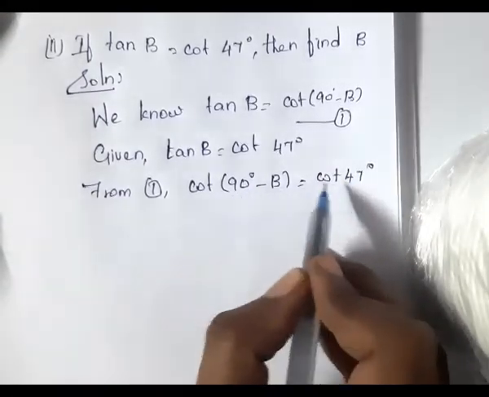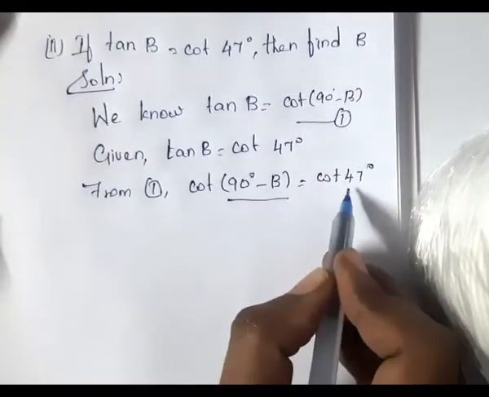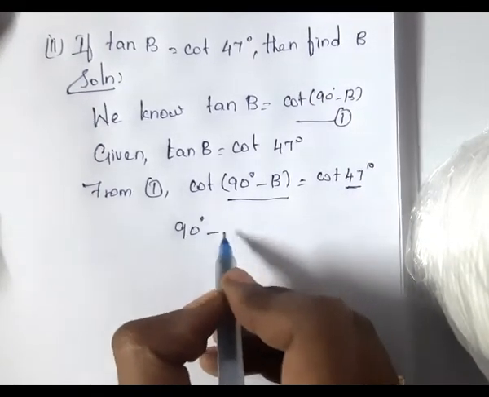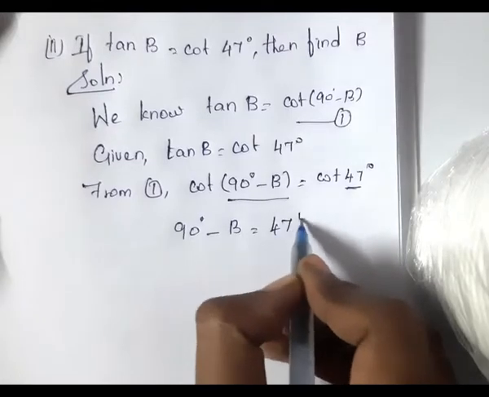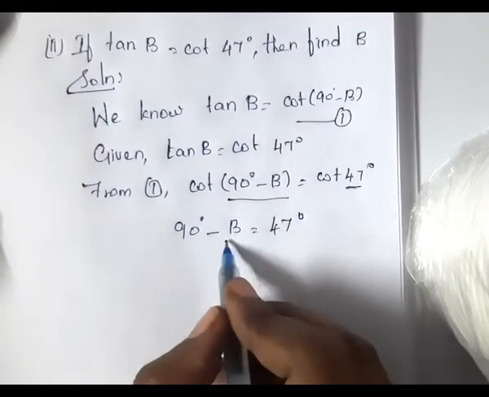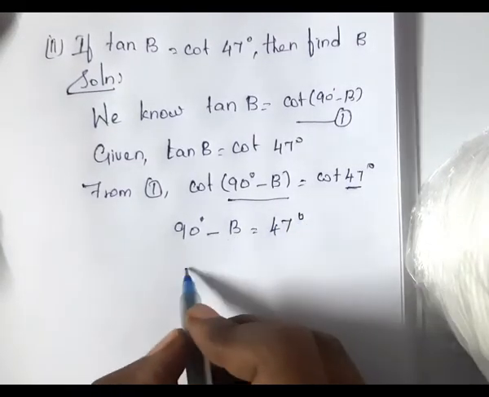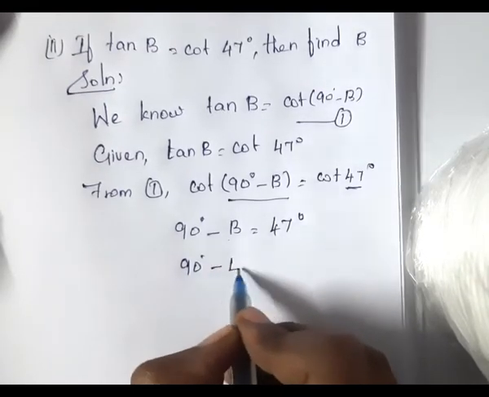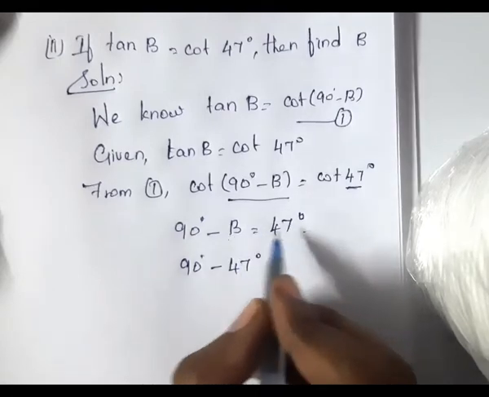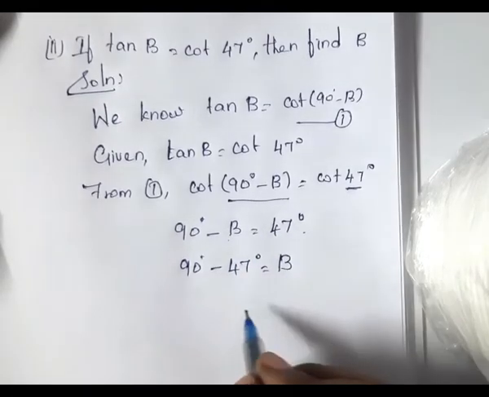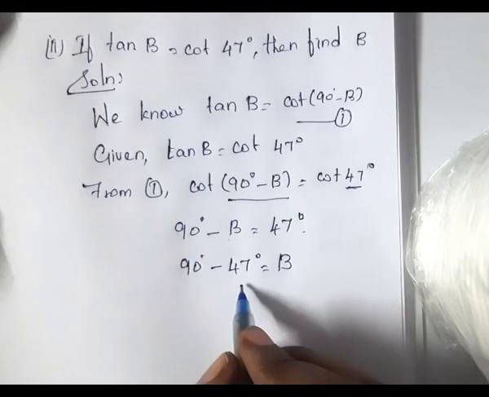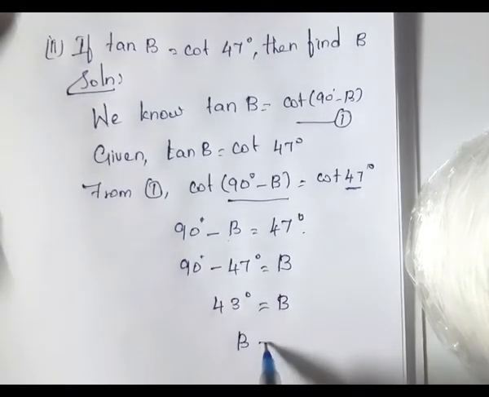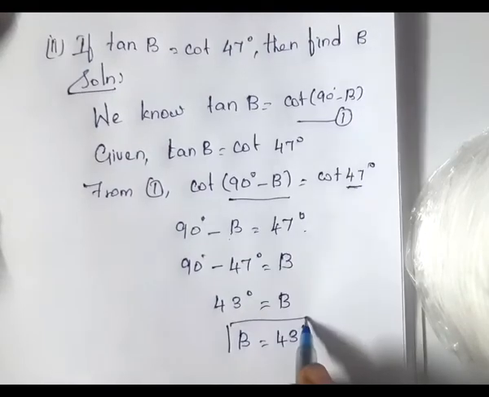So, both terms are equal. So, the theta value is equal. Angles are equal. So, 90 degree minus B equal to 47 degree. So, to find the value of B, bring this here. So, the sign will change as minus 47 degree. Next side, so the sign will change as plus. So, when you subtract it, what will be the answer? 43 degree. So, B equal to 43 degree. That's all.